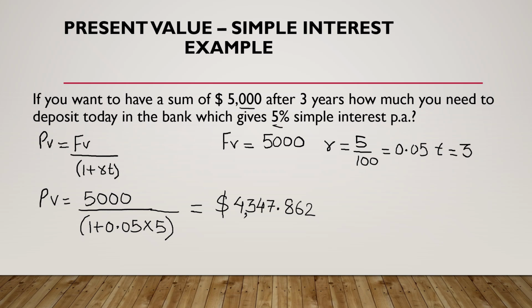So if I want to have $5,000 after 3 years, and I can keep this money in a bank for 3 years, and I am getting a simple interest of 5%, I need to deposit 4,347.862. If I deposit this amount today, after 3 years at 5% rate of interest, I will be receiving 5,000. So this is how we calculate the present value using simple interest.